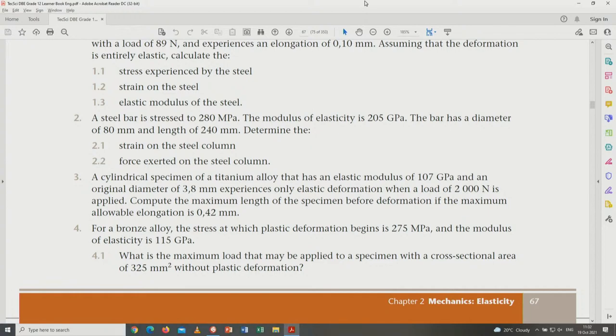I will switch on to the camera so that you see what I am writing as soon as I've read the question and tried to write down the relevant information. So it says a steel bar is stressed to 280 megapascals, and that is the stress we are provided with. Then it says the modulus of elasticity is 205. So the modulus of elasticity, remember, is K is equal to 205. They say it's gigapascals. Oh, it's a big unit. 1 gigapascal is equal to 1 × 10⁹ pascals. So we will also use that conversion.